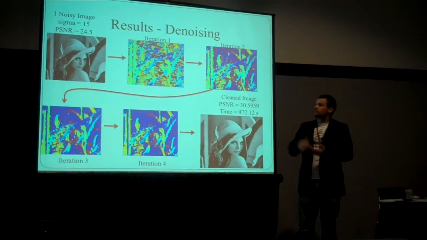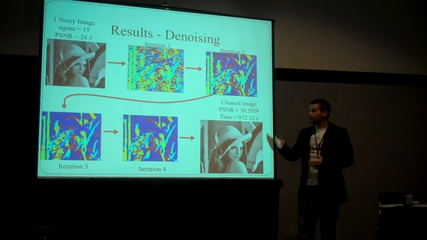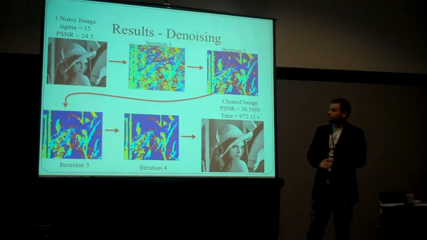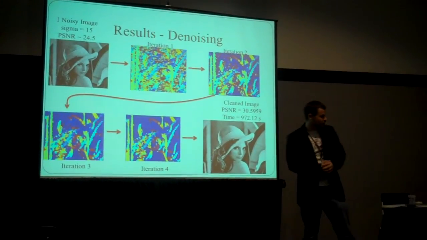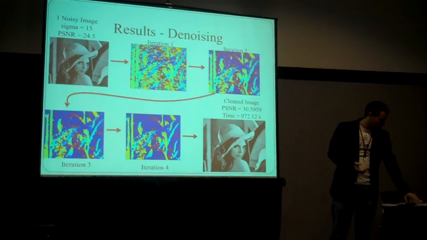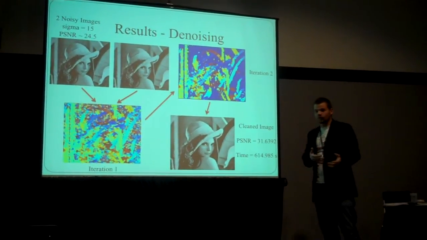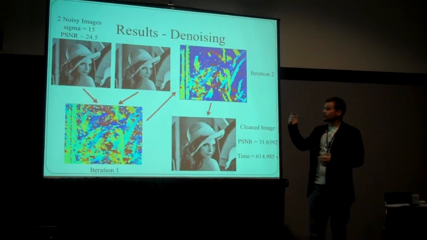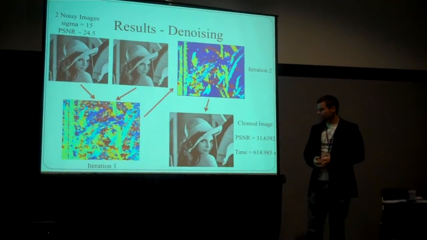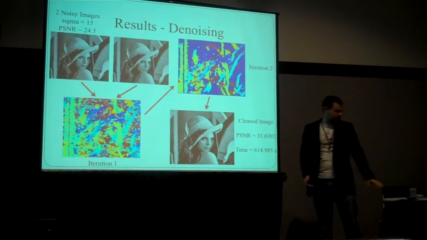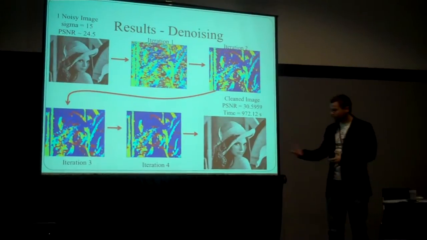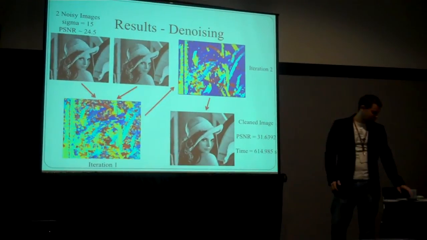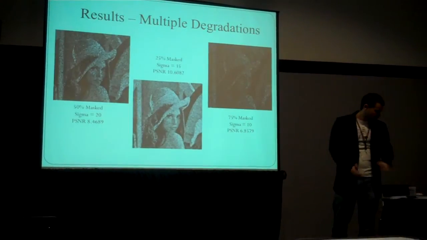It can also be used for denoising. Obviously, using the original algorithm running through 4 iterations, we get a clean image out of Lena when she had a sigma of 15 noise. But the difference between the old one and our new fusion model is that if you use 2 of these images, you only have to run it through 2 iterations, which takes significantly less time, and it gets a much better signal-noise ratio out. Whereas before we had 30.6, this time we have 31.6, and it takes about 300 less seconds, which is a pretty big jump.